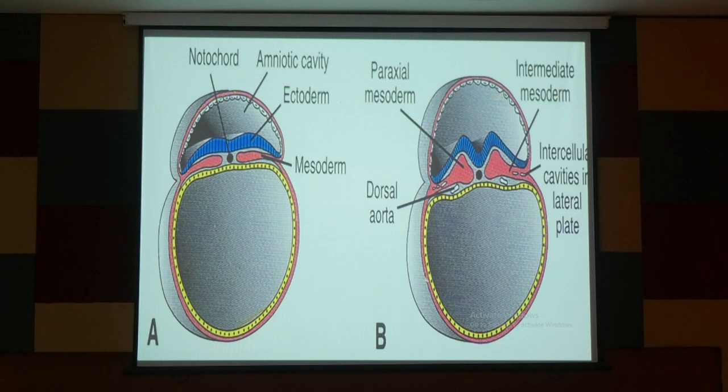Initially there were a couple of these holes, and eventually, as time progresses, these small holes coalesce, mix with each other, and make a big hole. So we see this transformation of the mesoderm, and based on the position of the mesoderm, we classify it.